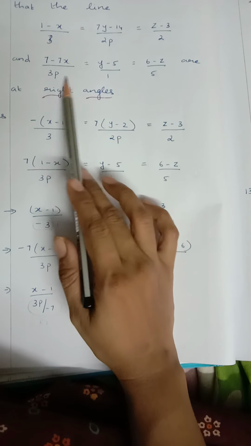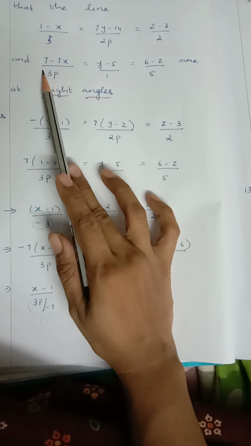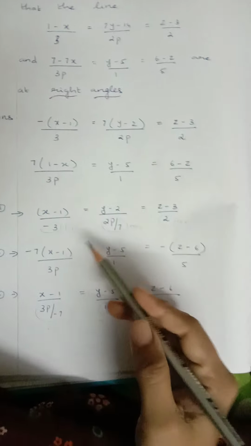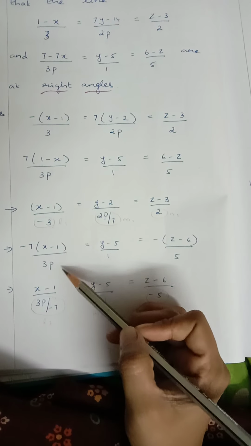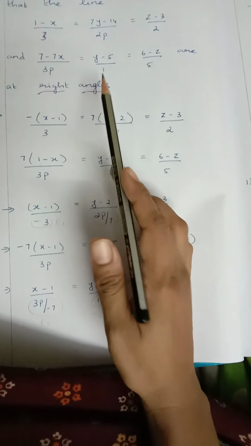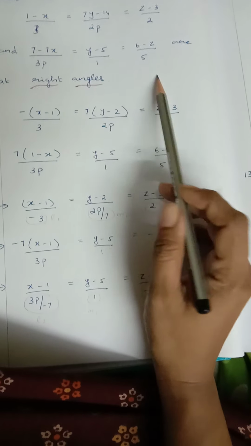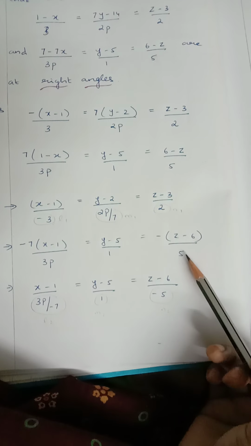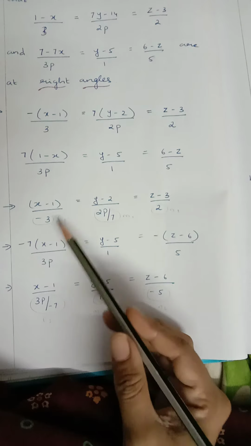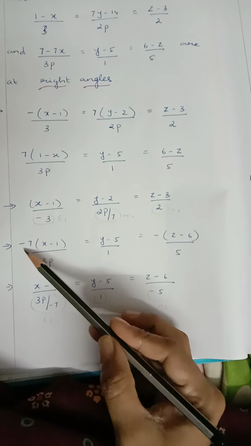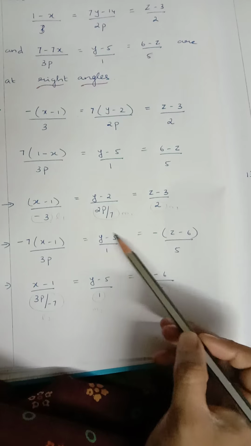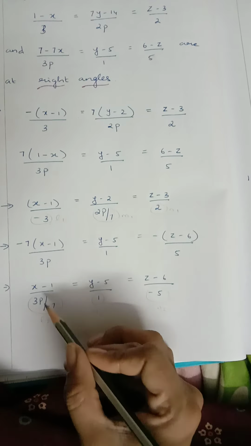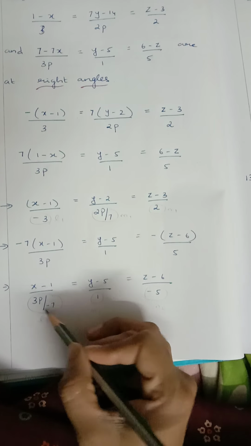Now go for the second equation. The same way, I am going to take 7 outside. So we are taking minus 7, x minus 1 by 3p, and here it's already in order, y minus 5, and here you should take one negative term outside, so minus z minus 6 by 5. Next step, as I told you, bring all these terms down: x minus 1 by 3p by minus 7, y minus 5 by 1, z minus 6 by minus 5, where the denominators are the a terms.